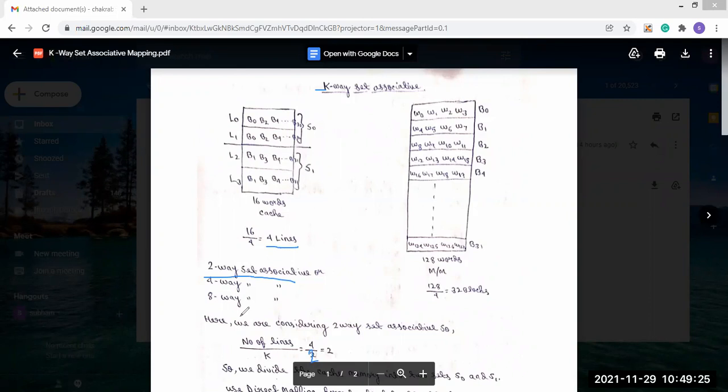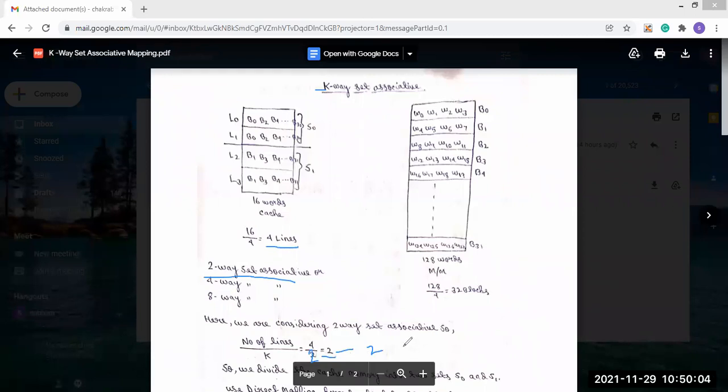So which way should be mentioned? The K value should be mentioned. You have to find the K value, and using that K value, you have to find the number of sets to use in the cache. Here we are taking 2-way set associative. The number of lines is 4 and the K value is 2. So 4 by 2 gives 2, which means our cache will have 2 sets present.